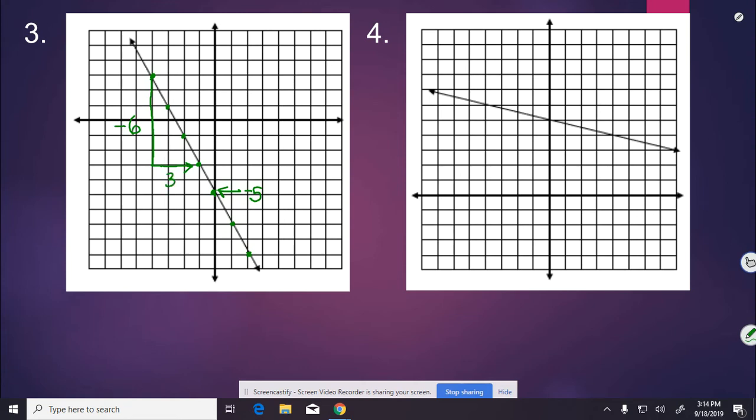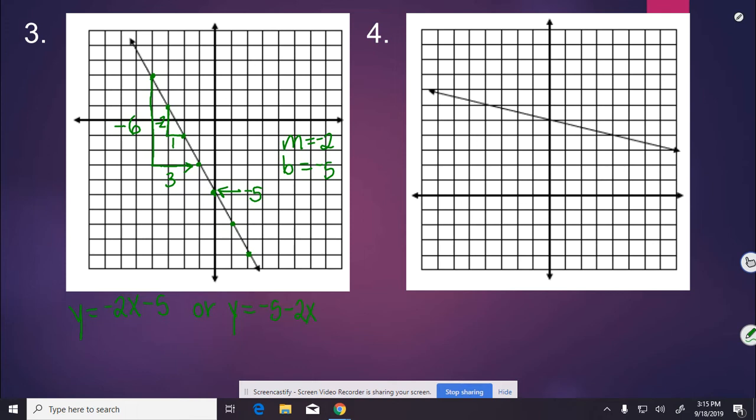So hopefully you see that with the other dots, it looks like it's going down 2 and right 1. So -6/3 is equivalent to -2 over 1, making our slope -2 and our b, y-intercept, -5. So I could write my equation as y equals -2x minus 5, or y equals -5 minus 2x. Either are acceptable answers. All right, let's look at number 4.